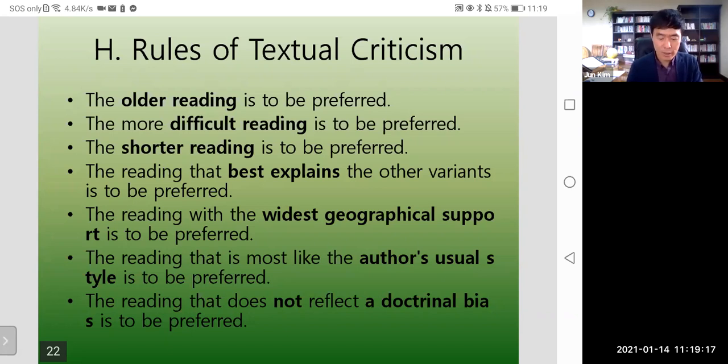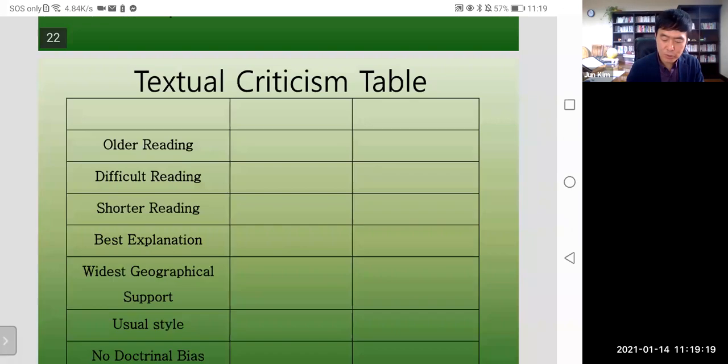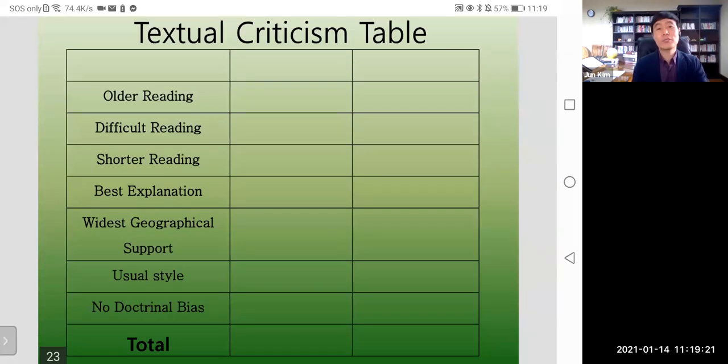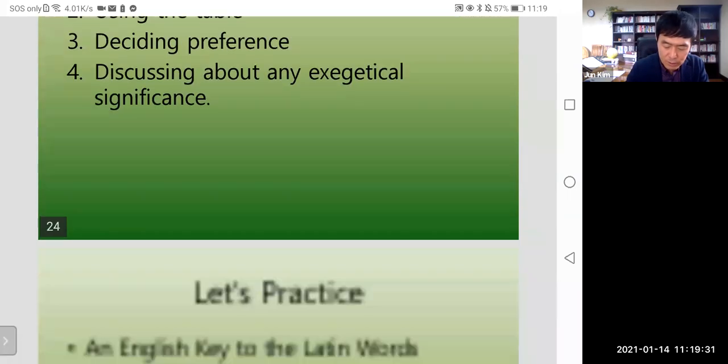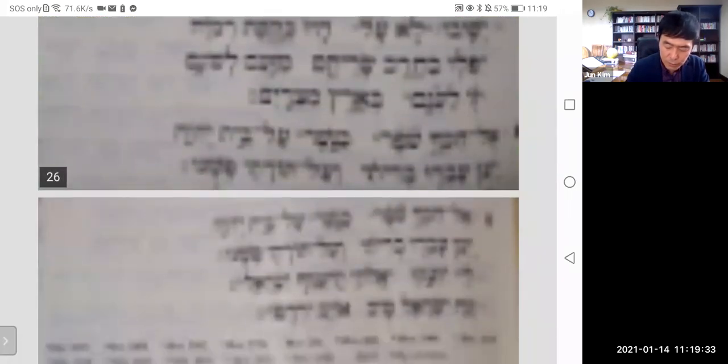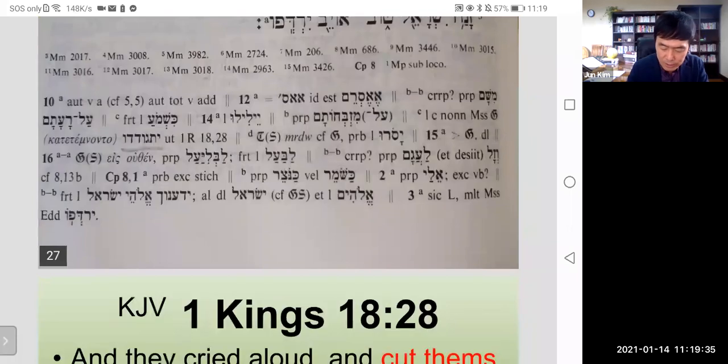Okay, we are almost done. I think we cannot finish this one today. I know it's a bit hard, but we will spend much time on this. We need to work on textual criticism together. Let me just quickly finish this one as we started the textual criticism section with this.